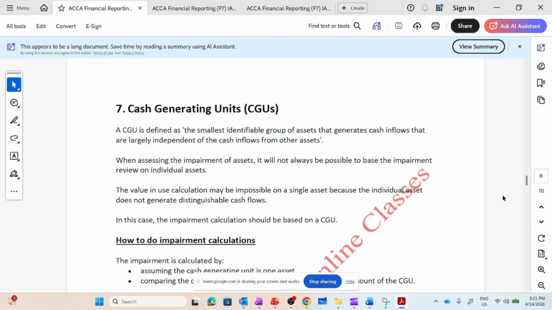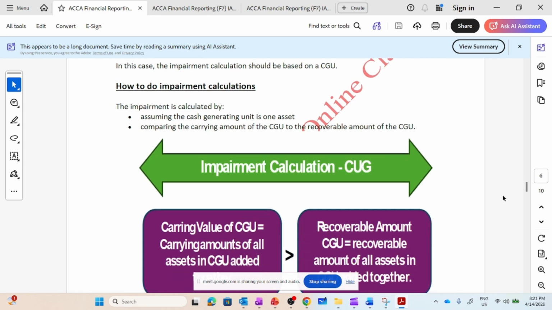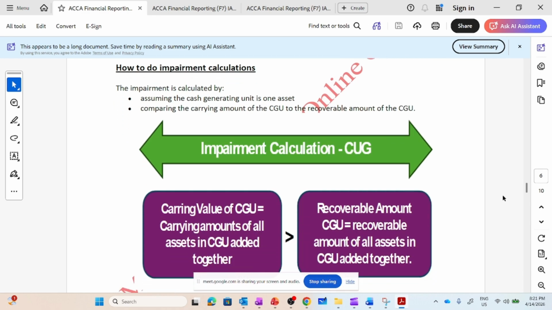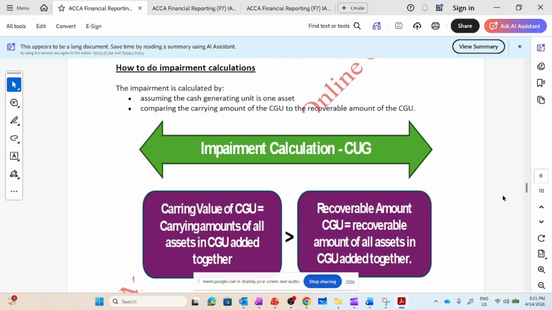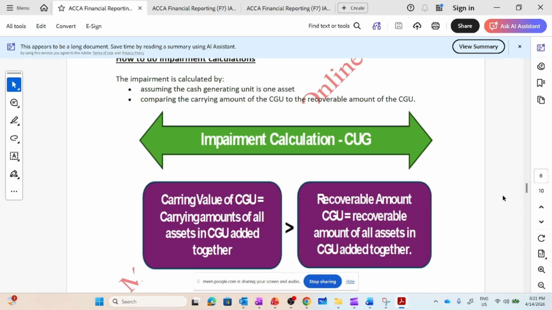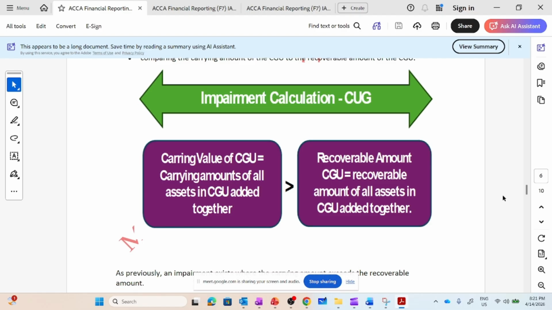So now, what you need to know for the exam is how we can allocate the impairment for cash generating units. That's what you need to know. The calculation is the same. We are going to compare the carrying value of the assets under the cash generating unit, and we are going to compare the recoverable value of the assets under the cash generating unit.